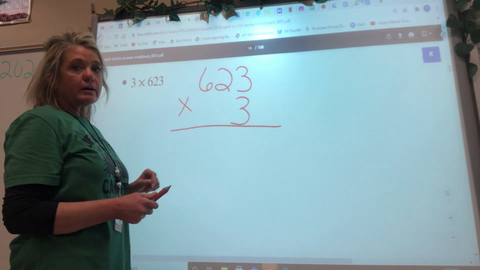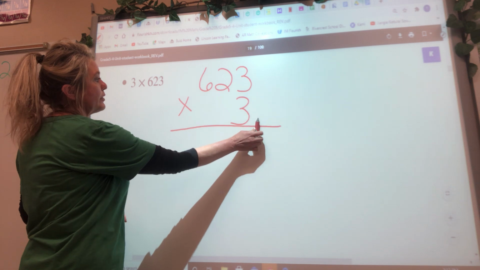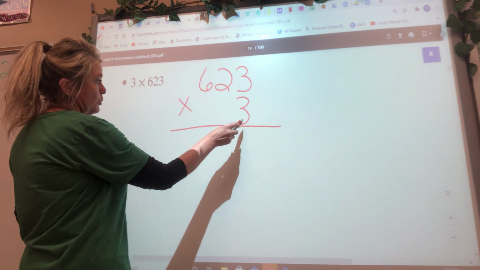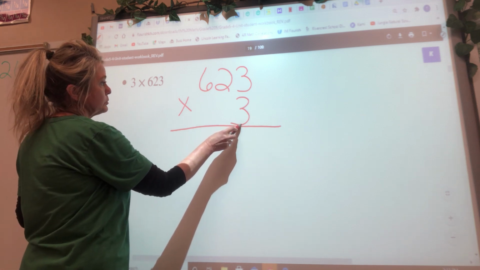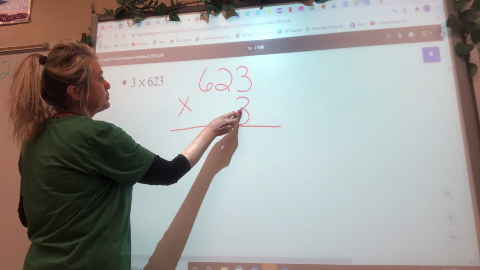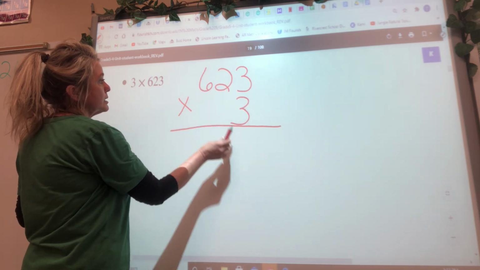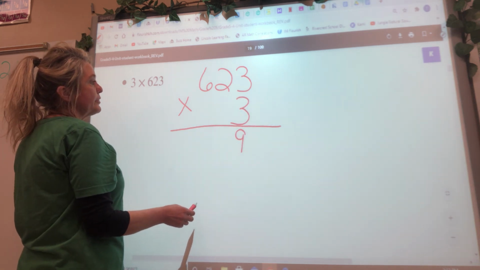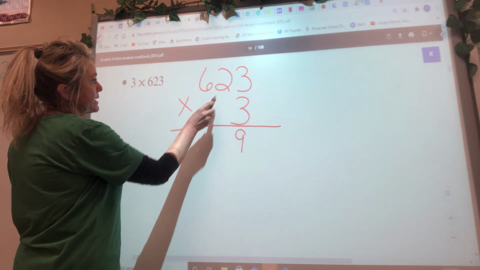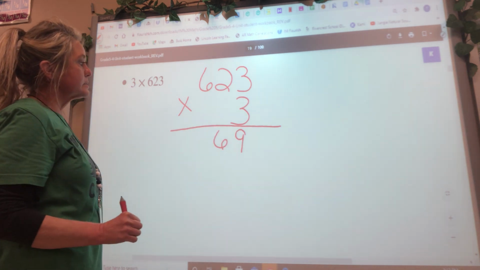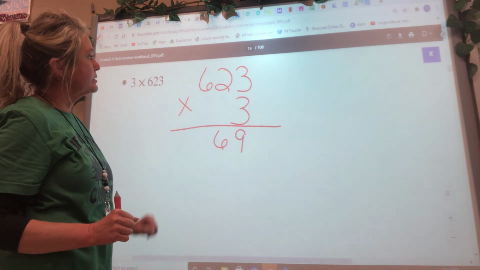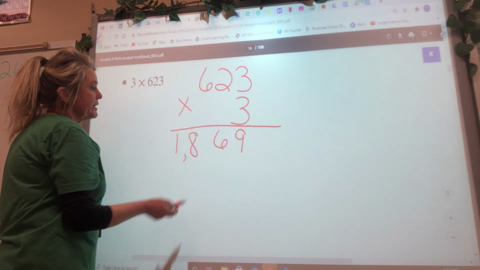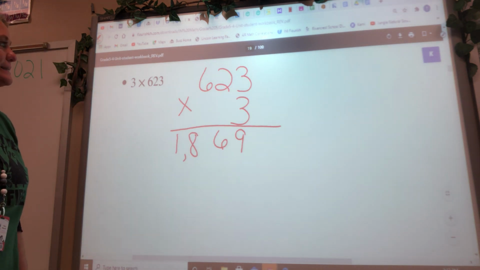When you use the standard algorithm, you always have to start on the bottom right. And you multiply what's on the bottom, starting at the right, times each number on top. So I would do 3 times 3 is 9, and then I move to the next number. 3 times 2 is 6, and then I multiply this times the third number. 3 times 6 is 18. So we have 1,869.